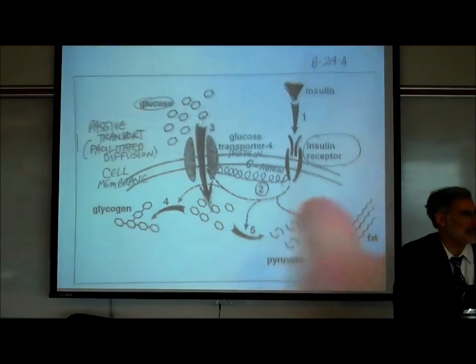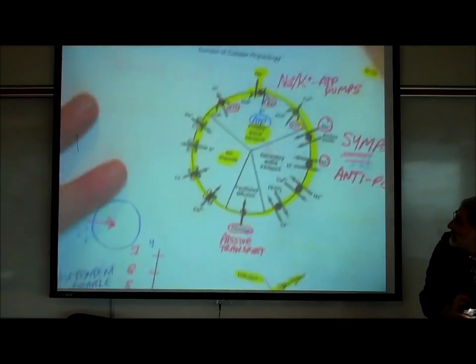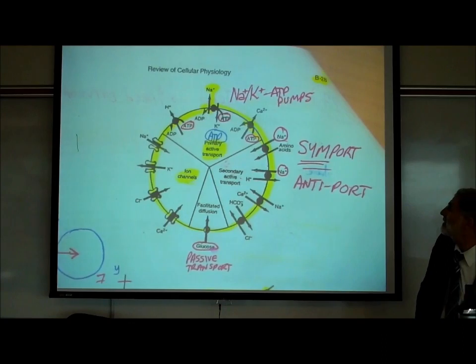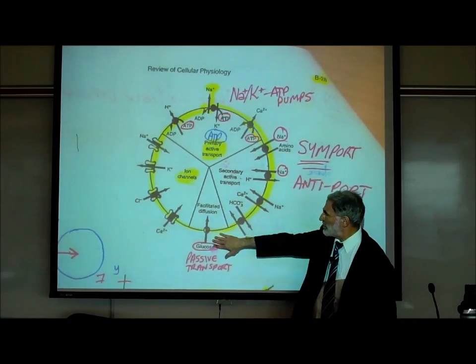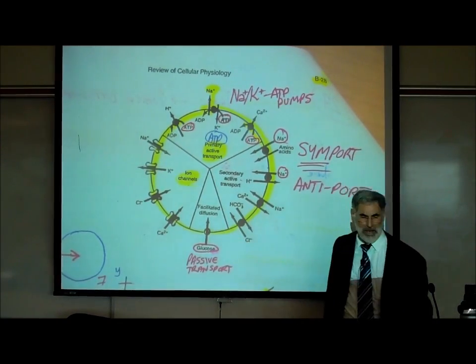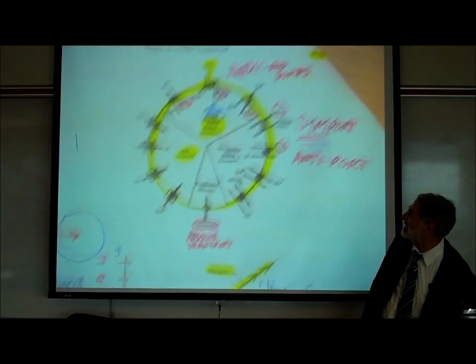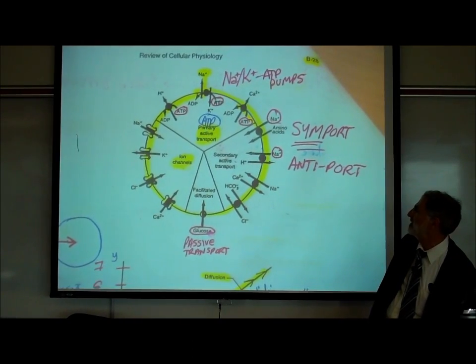Is everybody okay on that? Covered that last time. So back on page B28. So glucose transport is an example of passive transport or facilitated diffusion on the top of B28.